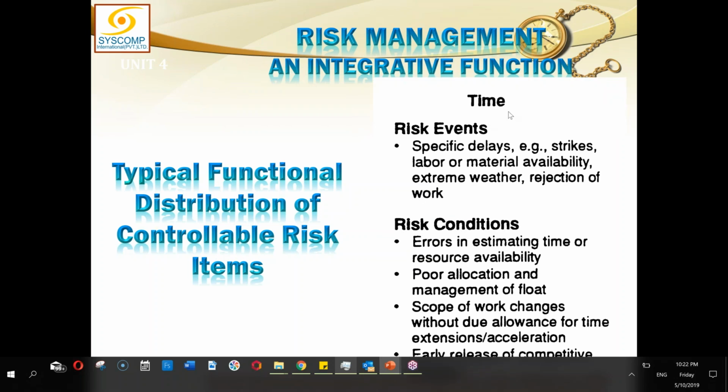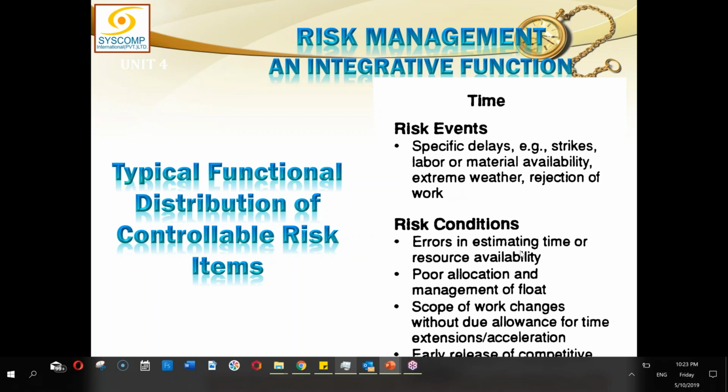As far as schedule is concerned, naturally, you have already mentioned there will be delays. Yes, of course, there will be delays. But why will there be delays? What are the risks? All those risks which could cause delay, like strikes or labor or material unavailability or extreme weather or rejection of work, there could be a number of reasons. So, try to sort out all those problems, identify all those risks, and then only mention this impact.